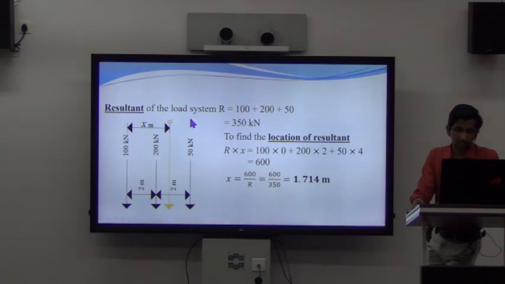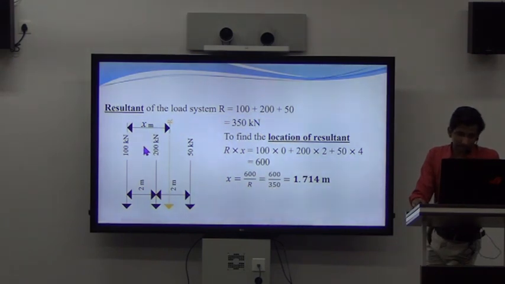So as I have already told you, in order to calculate the resultant, since they are parallel to each other, you can directly take their sum. So that will be 100 plus 200 plus 50, which will come to 350 kilonewtons. Now we know the magnitude of this load. So what remains is, you have to find the position where this load will be acting, that is, where the resultant will be acting.